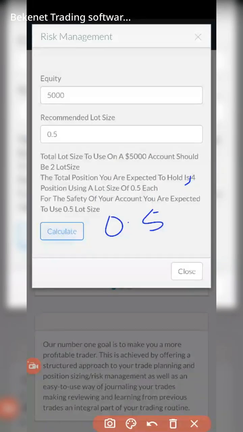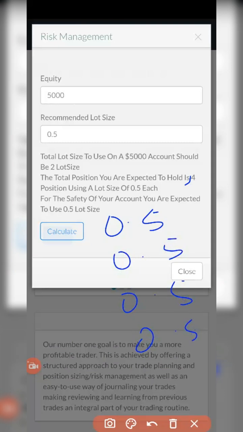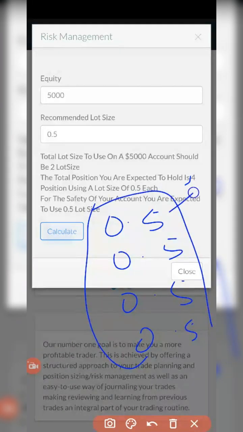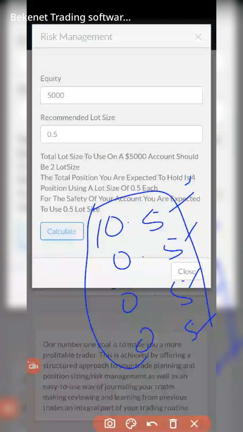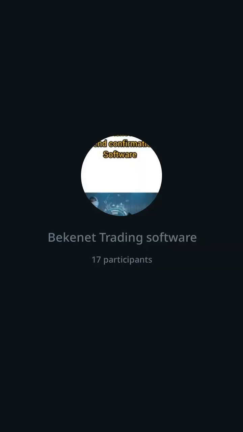And don't open more than 4 positions. Meaning that you can open 0.5, 0.5, another 0.5. Don't open more than this. This one can be one pair, or this one can be GBP USD, Euro USD, gold, US 30. Must not exceed 4 positions in your account. So this is the risk management. Very simple. If you apply this principle, you can never, ever blow your account.